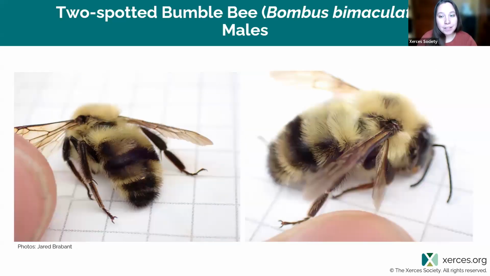Another example of a male, this one has a bit more yellow. We see that T1 is completely yellow. T2 is mostly yellow, but there are some dark patches on the sides of this abdominal segment. T3 is black, and then we have some yellow hairs on T4 and T5. So this is a color pattern that you will on occasion encounter for Bombus bimaculatus, males specifically.